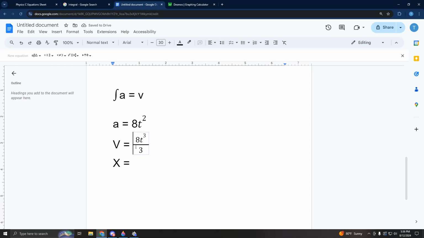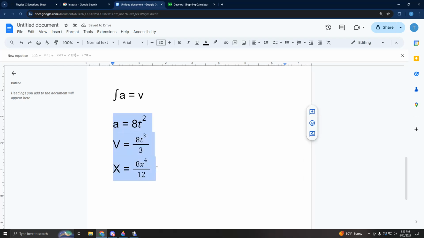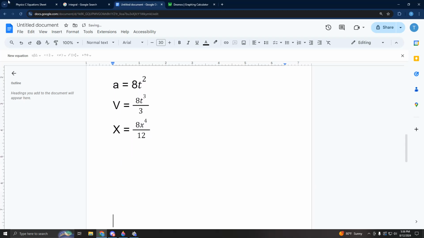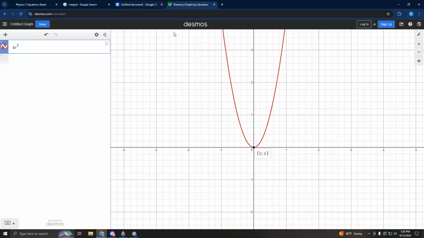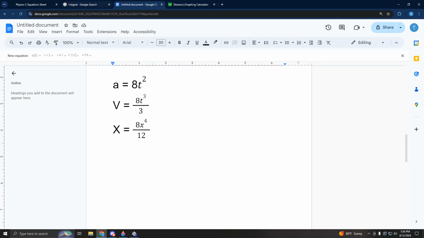So then if you want the position, you would then have to do this again, which would then be to the fourth. So then it's 8x to the fourth because you add 1. And then it's over 4, so that's 12. You can simplify this, but acceleration, velocity, position. So that's pretty simple. Basically, what you have to get away from this is the derivative is the slope at any point on the line.